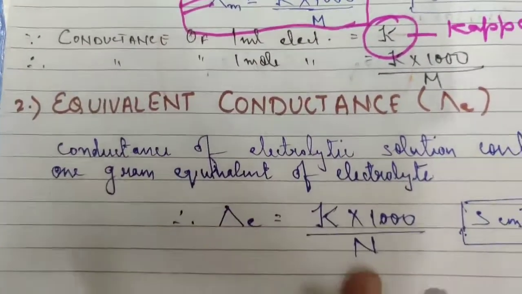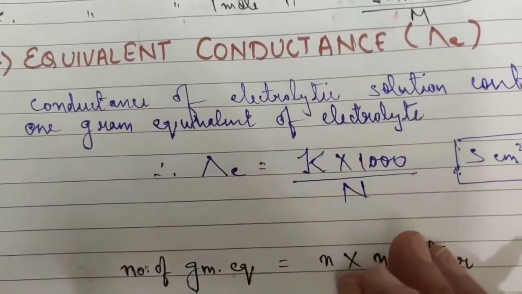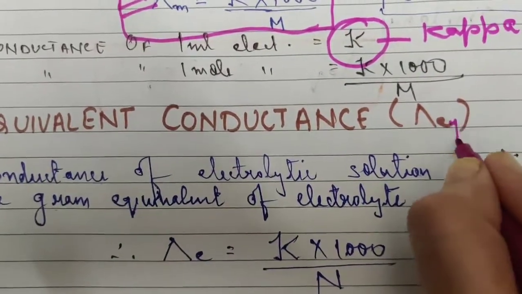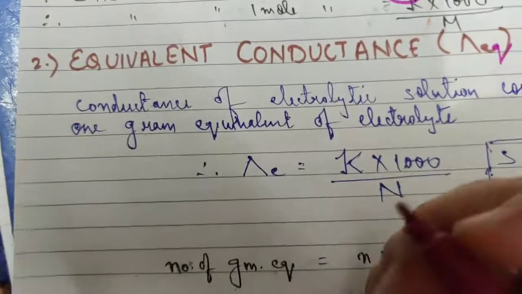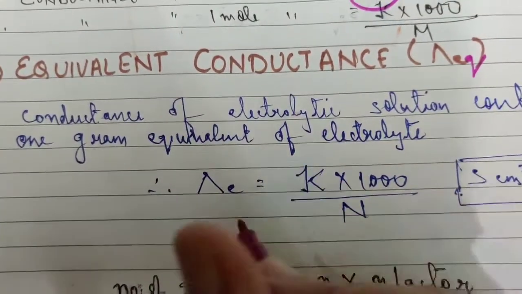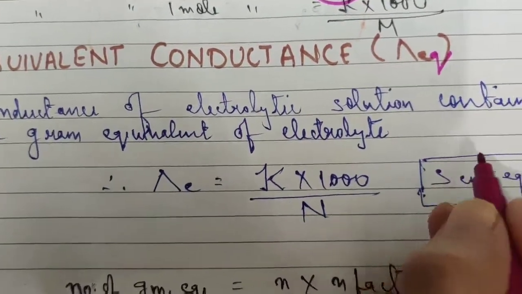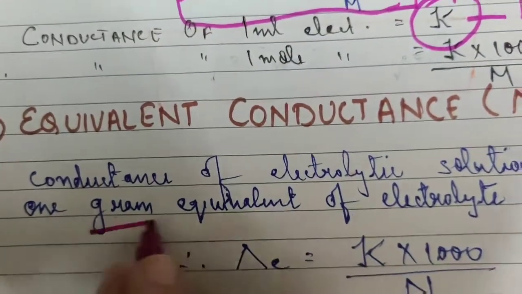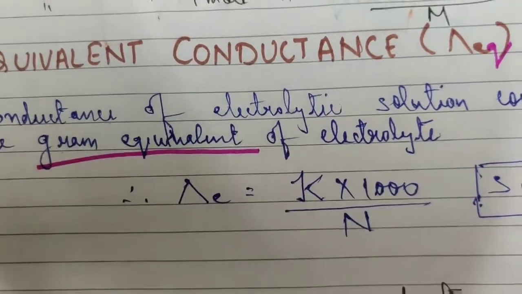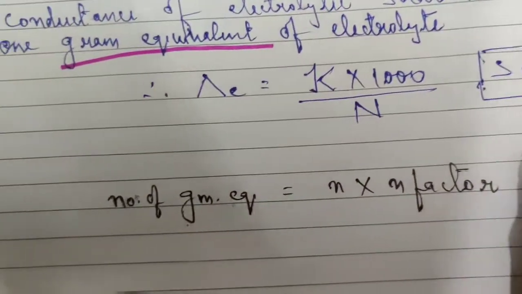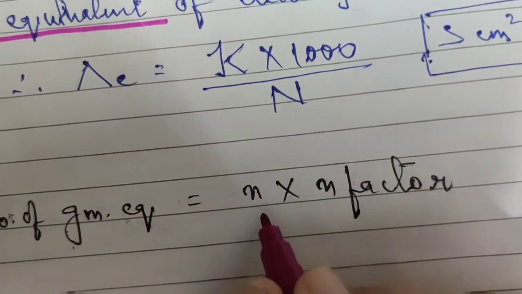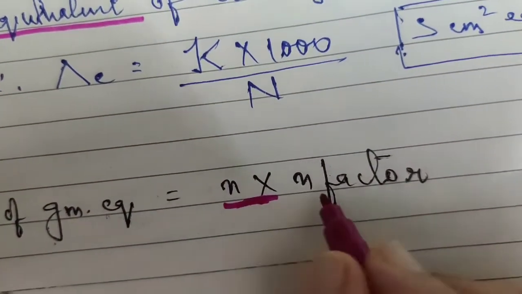Now coming to the next type, that is equivalent conductance. Equivalent conductance is represented as capital lambda EQ or lambda EQ. Now this is defined as the conductance of an electrolytic solution containing 1 gram equivalent of an electrolyte. Now 1 gram equivalent, how do we find out the number of gram equivalents? Number of gram equivalents is equal to number of moles into n factor.